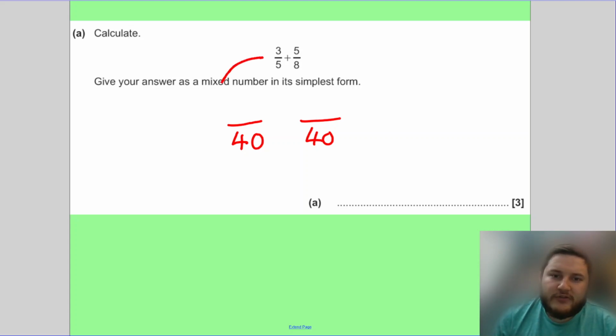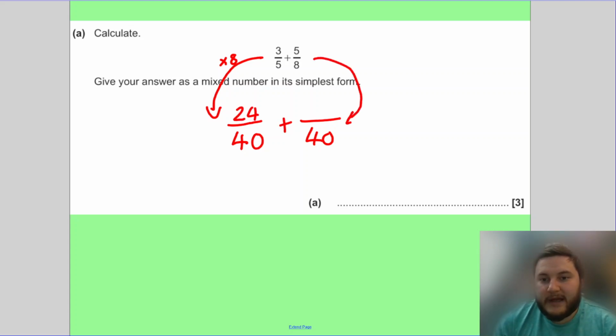So what do I need to multiply this fraction by to have the denominator of 40? Well, I multiply this fraction by 8, because 5 times 8 is 40. So if I multiply the denominator by 8, as I talked about in the previous question, whatever you do to the denominator, you do to the numerator. 8 times 3 is 24. And then, what do I multiply this fraction by to get a denominator of 40? Well, I multiply it by 5. So I do the same to the numerator. 5 times 5 is 25. So you get something that looks like this.